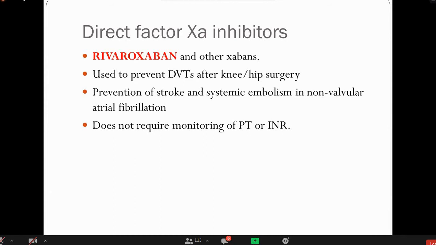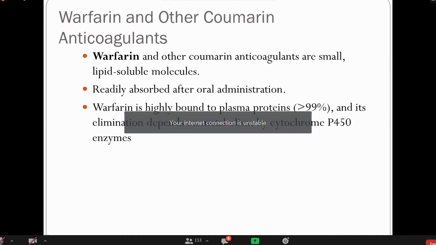But what you must know: direct factor 10 inhibitor, rivaroxaban, a very important drug, and other xabans are used to prevent deep venous thrombosis, especially after knee or hip surgery, in which the patient is bedridden, so there are increased chances of deep vein thrombosis. Also for prevention of stroke and systemic embolism in non-valvular atrial fibrillation. Now this is an important point, right? Now this is a very important group, right?